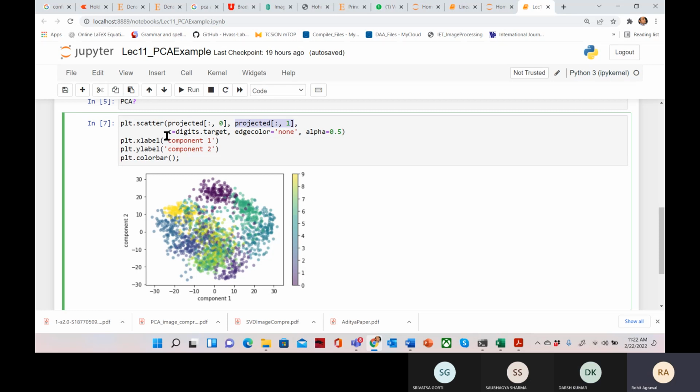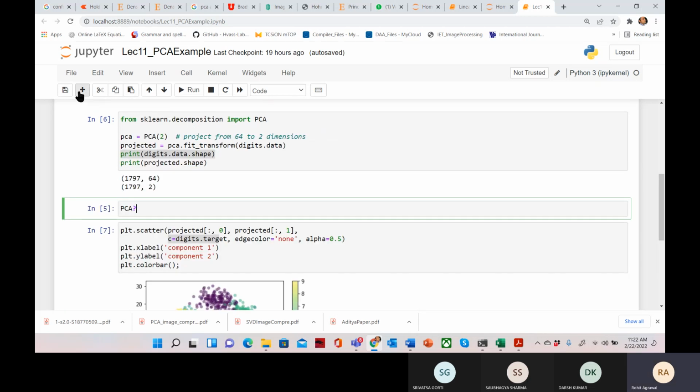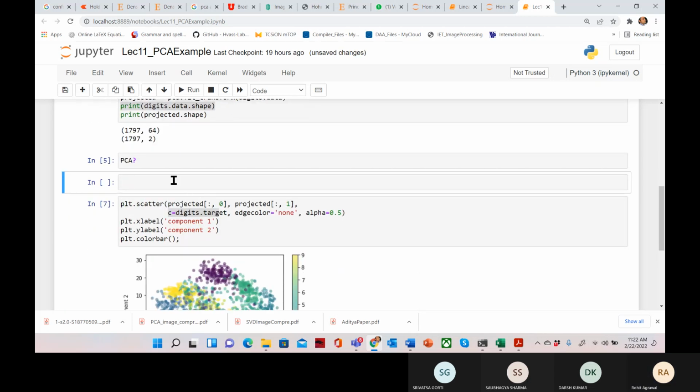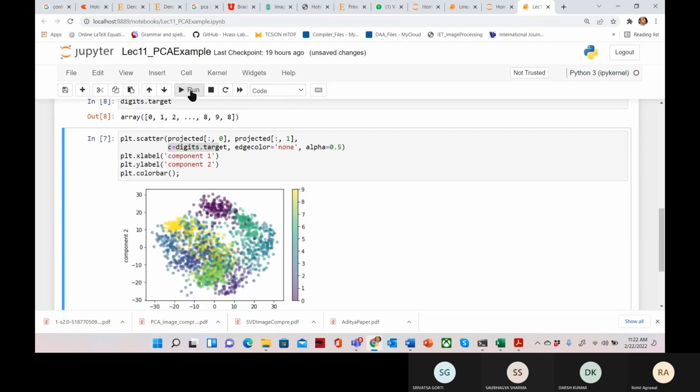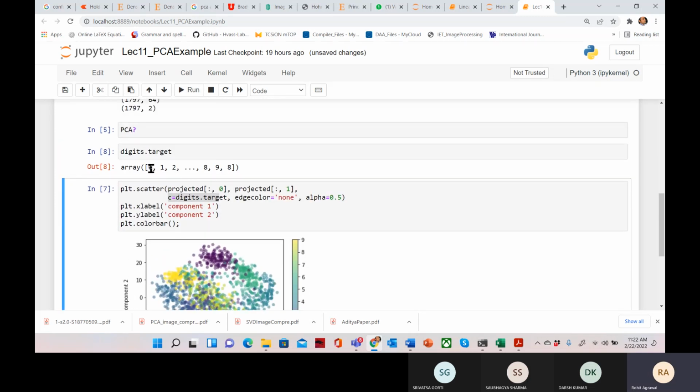So are you familiar with why I have written this? c equals digits.target. Do you know? digits.target. The digits targets are from 0 to 9, because the digits are 0, 1, 2, 3, 4, 5 and so on.